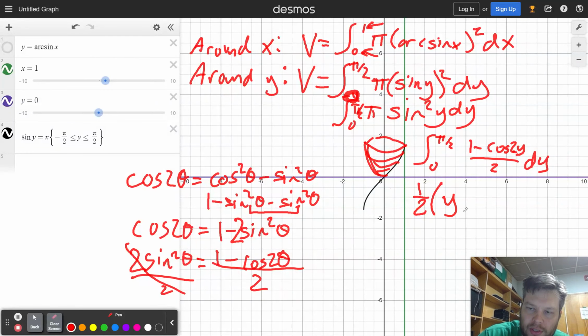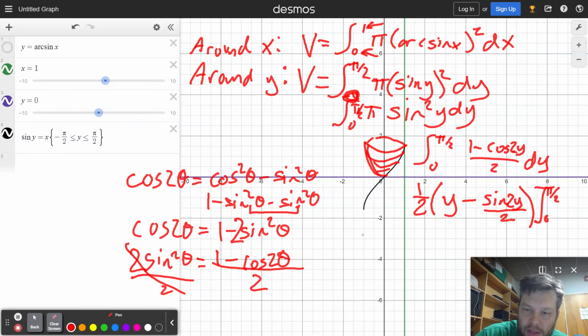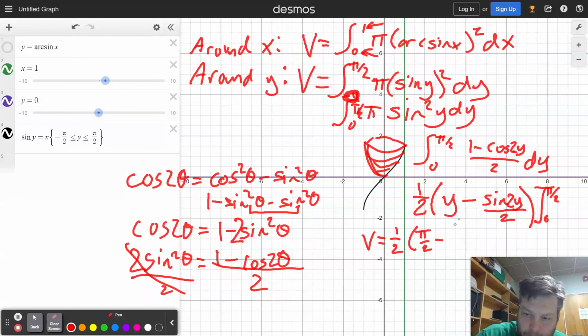The antiderivative of 1 is just y. The antiderivative of cosine is sine. But because it was cosine of 2y, I have to divide by 2 to counteract the chain rule, because if you took a derivative, you would multiply by 2. So we're doing an antiderivative here, and that's going to get evaluated from 0 up to pi over 2. My volume is whatever answer I get when I plug that in. So 1/2 times pi over 2, and if you plug in pi over 2 to sine of 2y, you get sine of pi.